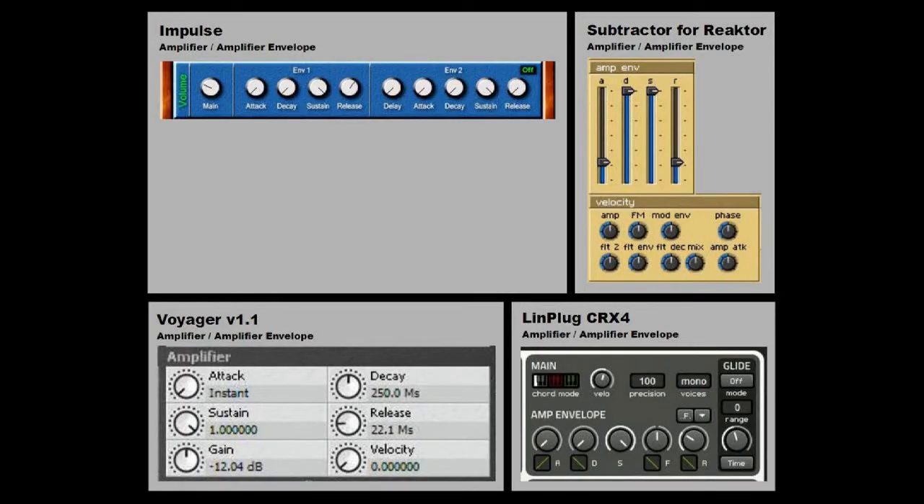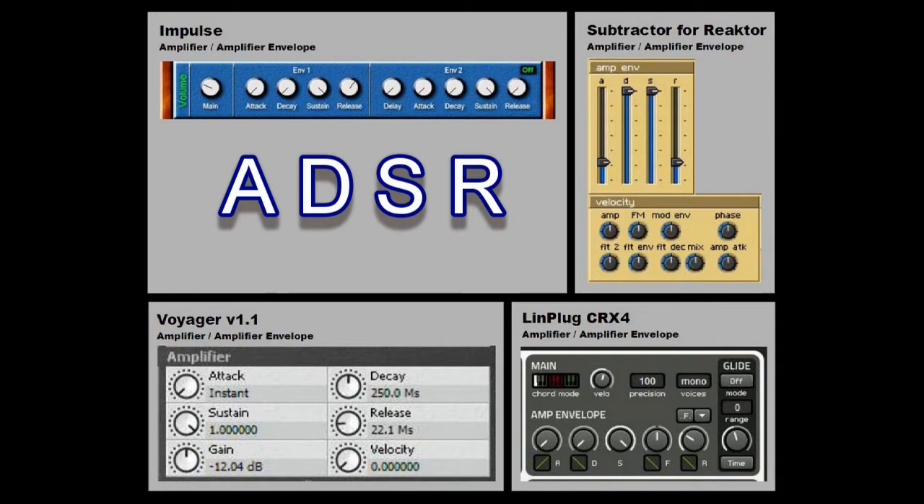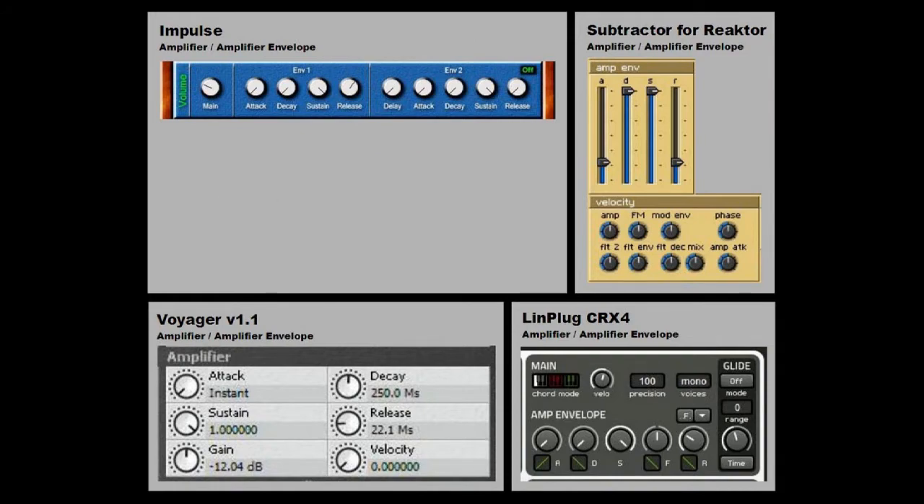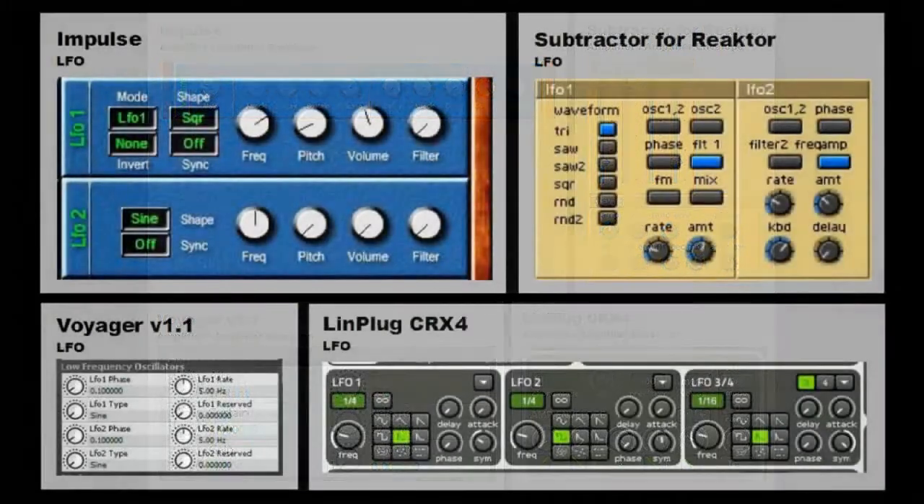Now we go to the amplifier section, used to control the level of the signal over time. The four have envelopes with attack time, decay time, sustain level, release time, or ADSR. Now the synths have LFO or low frequency oscillators to provide the waveform that modulates the signal. Only Linplug CRX4 has more than two.